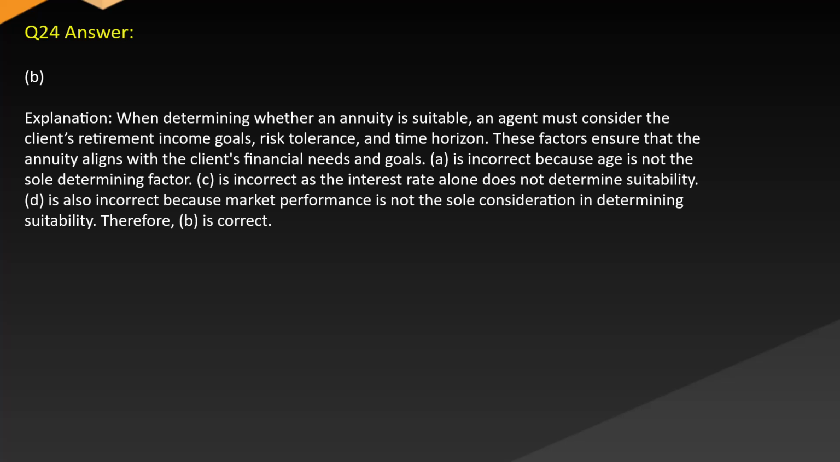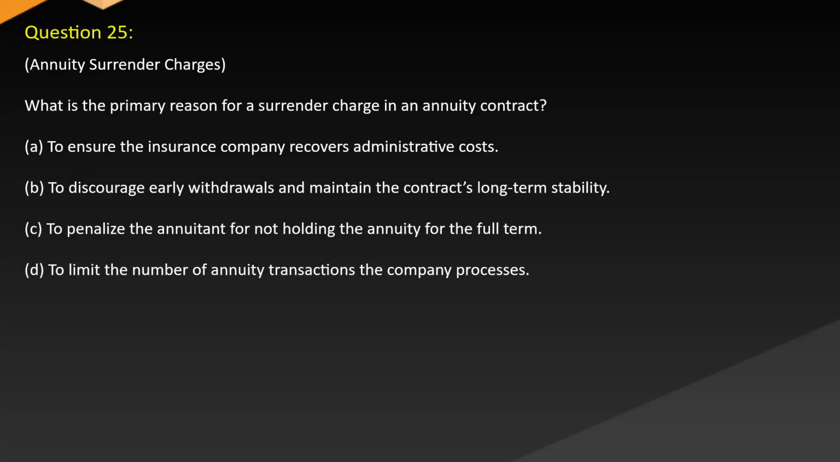Answer. B. Explanation. When determining whether an annuity is suitable, an agent must consider the client's retirement income goals, risk tolerance, and time horizon. These factors ensure that the annuity aligns with the client's financial needs and goals. A is incorrect, because age is not the sole determining factor. C is incorrect, as the interest rate alone does not determine suitability. D is also incorrect, because market performance is not the sole consideration in determining suitability. Therefore, B is correct.